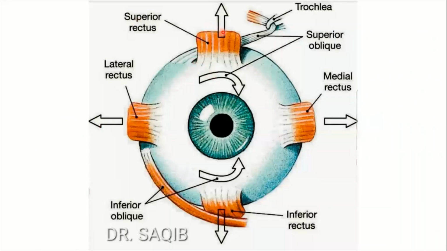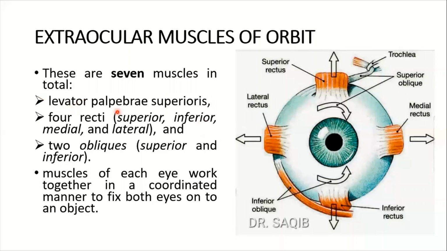First, you will see the 4 recti: the superior rectus, the inferior rectus, the lateral rectus, and the medial rectus. These 4 recti, and then the superior oblique and the inferior oblique. These are the 6 muscles here, and one is the levator palpebrae superioris. So these are the 7 in total. The muscles of each eye work together in a coordinated manner to fix both eyes onto an object.